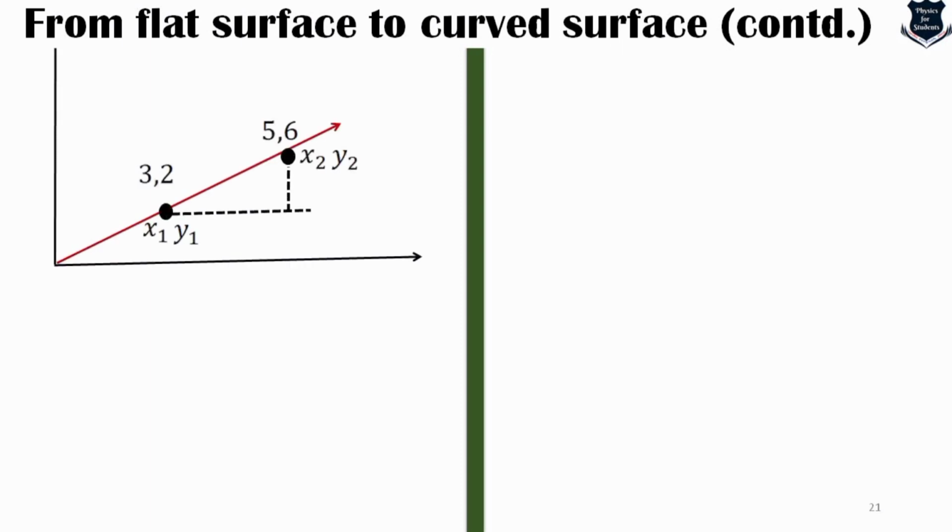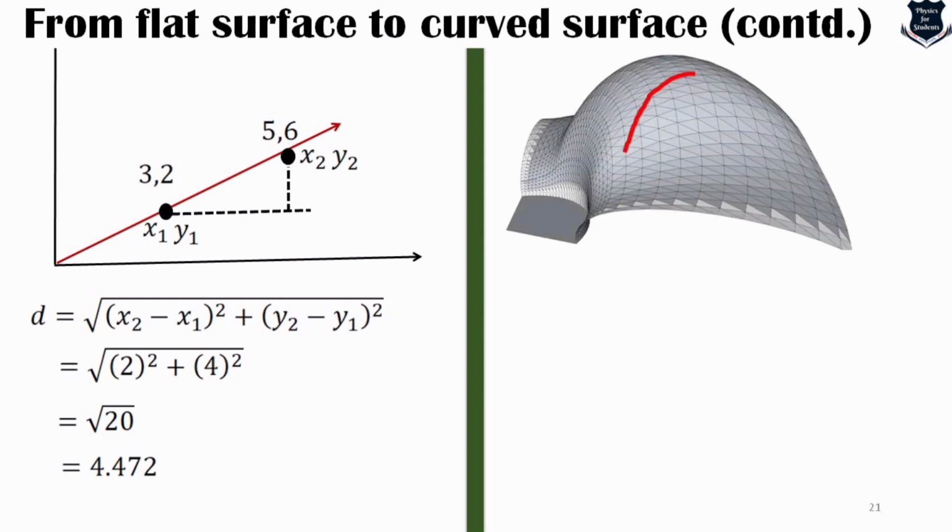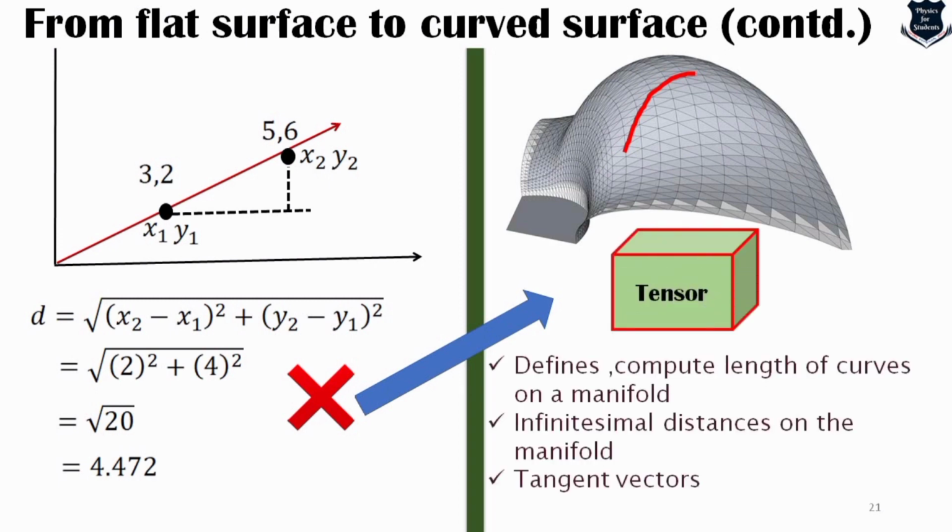So if you get this kind of a form, x1, x2, y2, then we can use Pythagoras' formula to get a value. But however, when we get a curve like this, the formula won't apply. Very true, the Pythagoras' theorem of flat space won't apply. And that is why we need tensors to compute lengths of curves, infinitesimal distances, and tangent vectors. We don't have to worry about tangent vectors, we are not covering them.